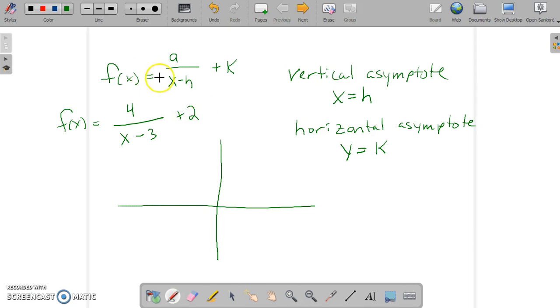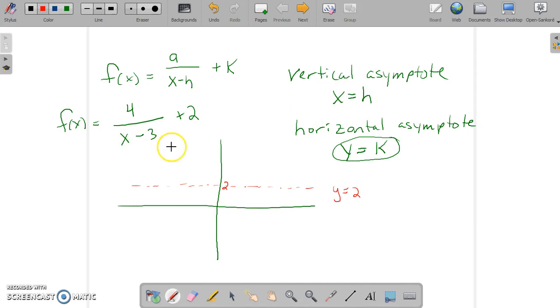So let's do the horizontal asymptote first. So the horizontal asymptote is going to be y equals k. So this is k right here. So y equals k is going to be my horizontal asymptote. So I'm going to make a dotted line. Your asymptotes usually are dotted lines right there at y equals 2. So this would be y equals 2 is the horizontal asymptote.